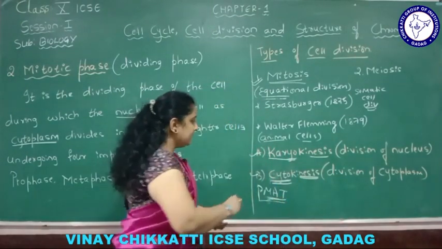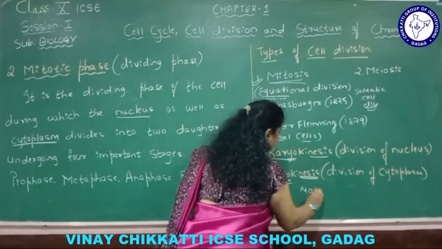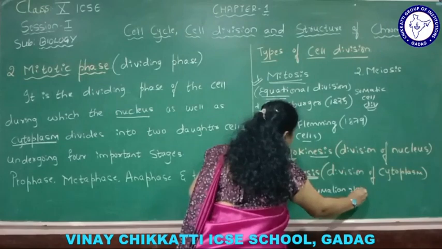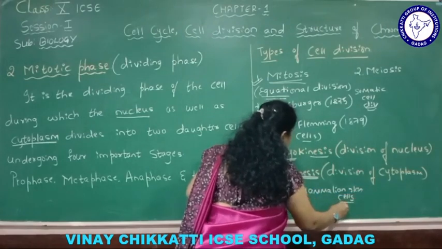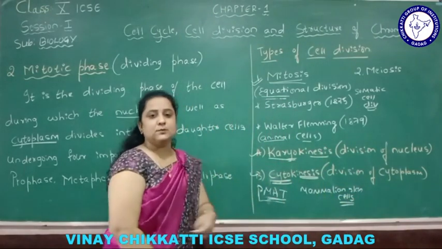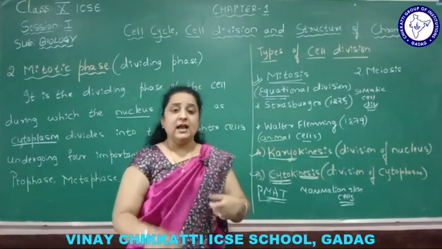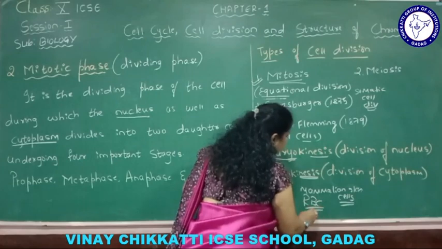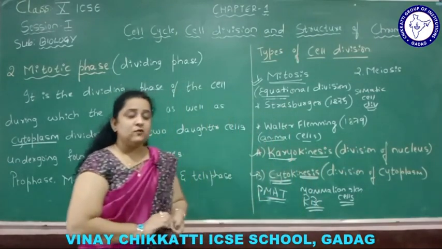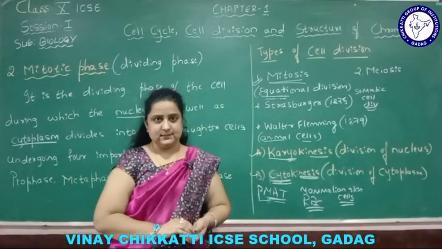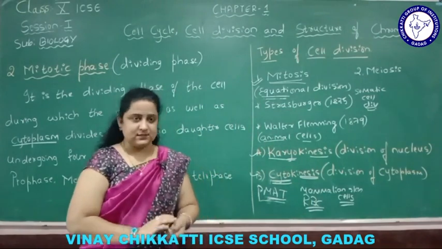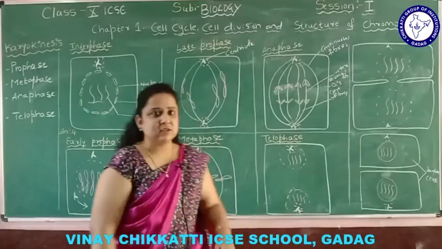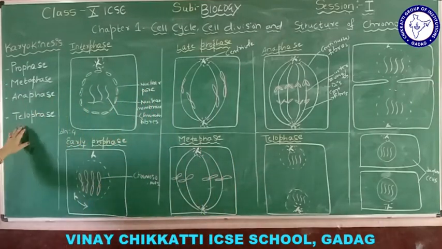For example, in mammalian skin cells, new cells are produced every 24 hours. And a very good example is RBC, red blood corpuscles. You know, the lifespan of RBC is 120 days, after which they are replaced. So these are some of the examples of cell division. So till now we have discussed the M phase.